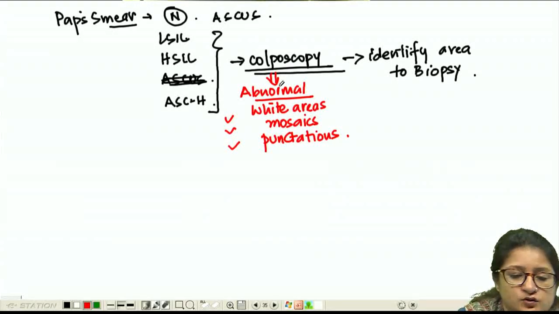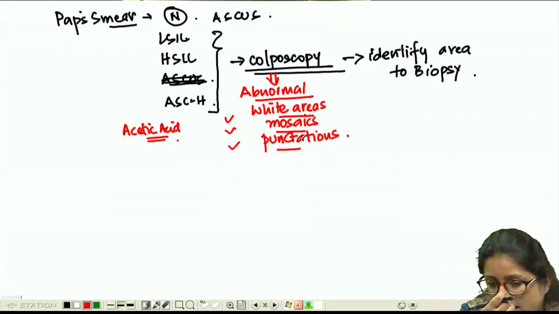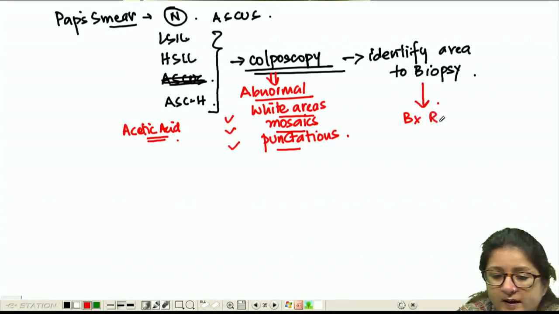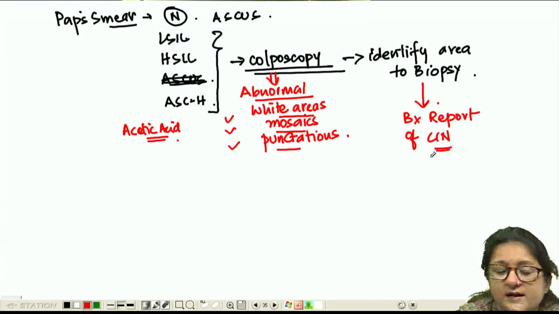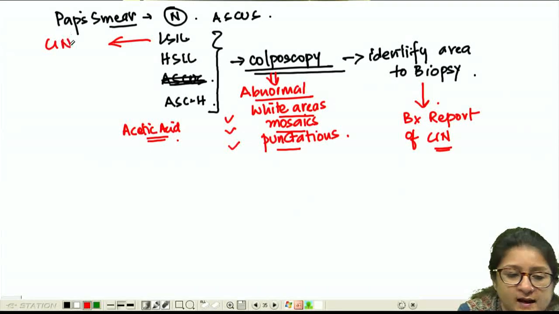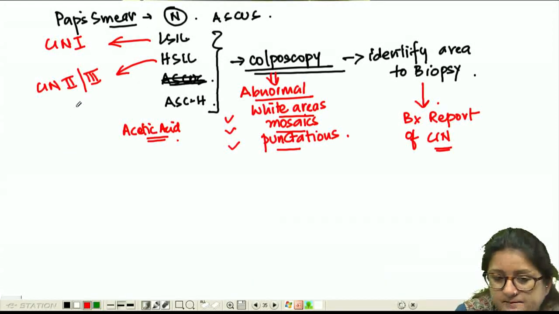Again, acetic acid is used. We use acetic acid, we use Lugol's iodine. All these things are used to highlight the area. We get white areas, mosaic, punctations, and those areas can be identified to biopsy. And ultimately in the biopsy, we will get the biopsy report of anything. We can get CIN. So CIN is a histopathological diagnosis. Remember, LSIL corresponds to CIN1 and HSIL corresponds to CIN2 or CIN3.